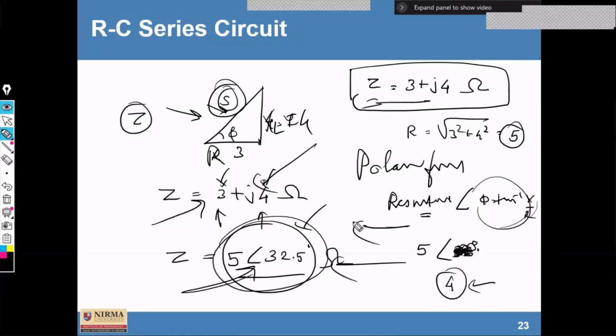Two are from this RL series circuit or RC series circuit, and 2 are from the previous chapter, DC circuits, star delta conversion and all such things. So 2 plus 2 examples will be asked in this assignment. I will upload it on LMS by Monday, and then you have to finish it by 15th of January. And second is the presentation, which we already discussed before, that you have to upload on LMS also.